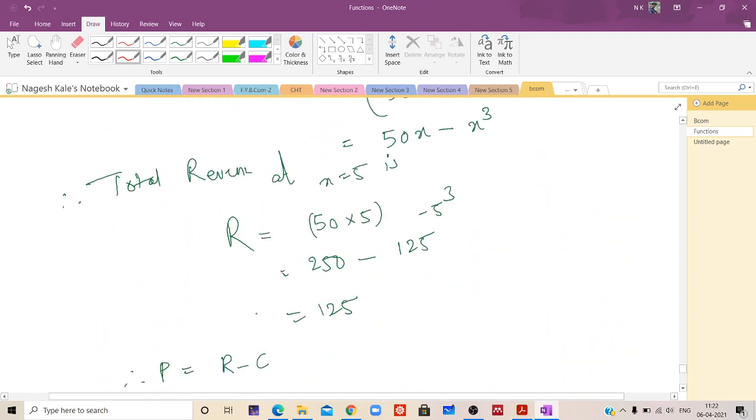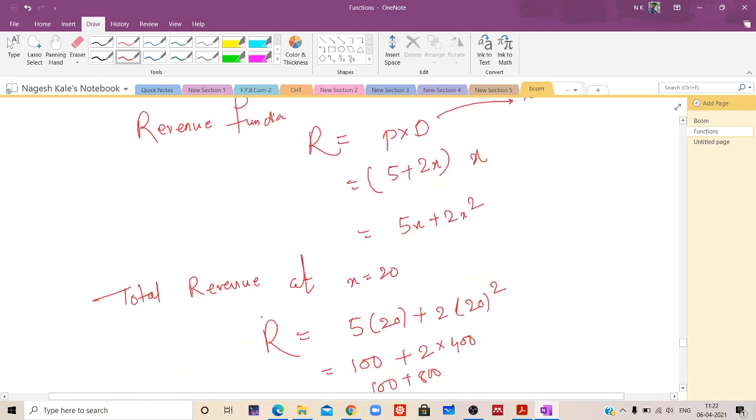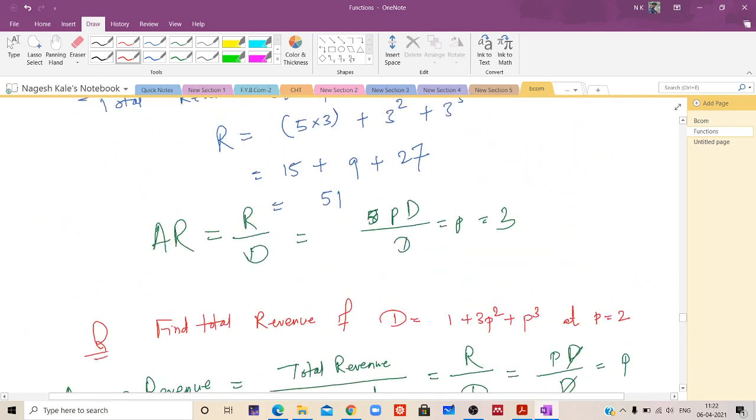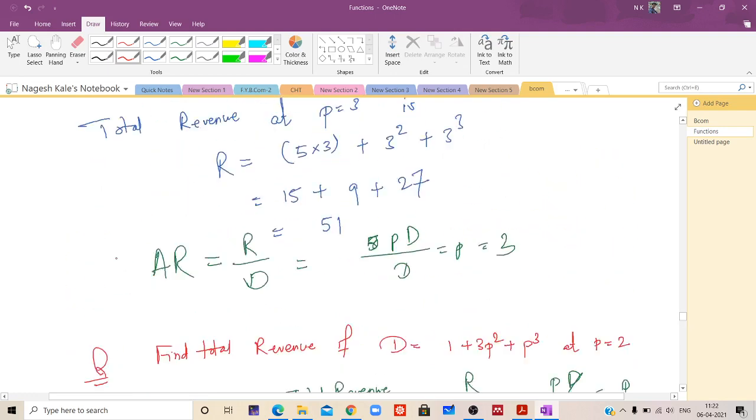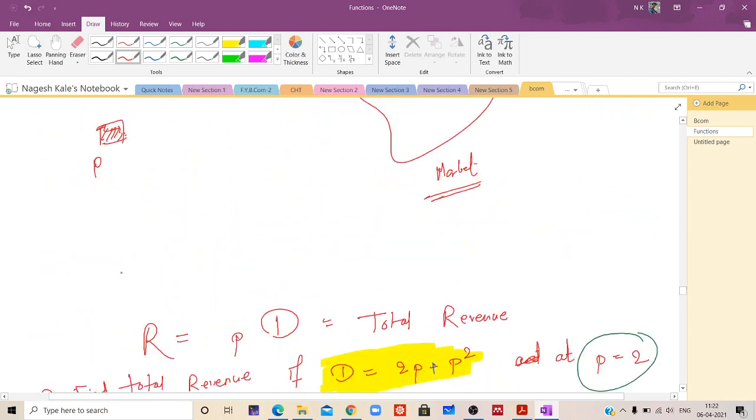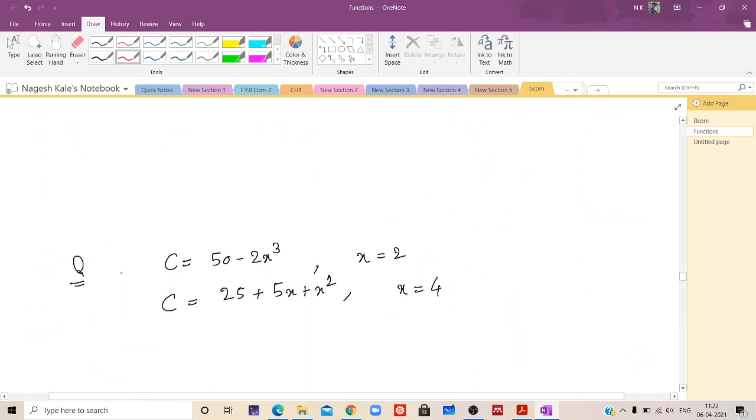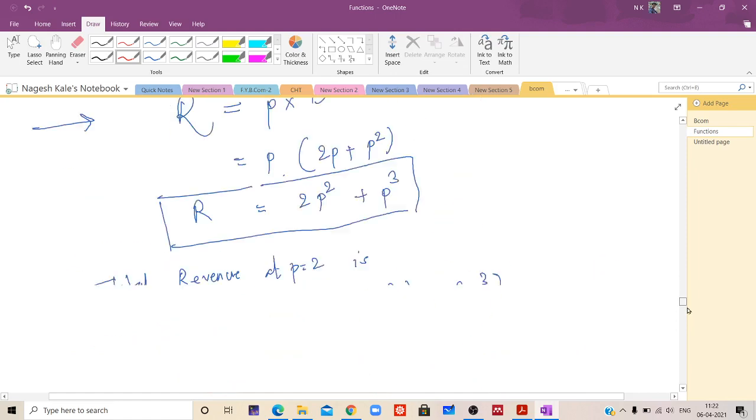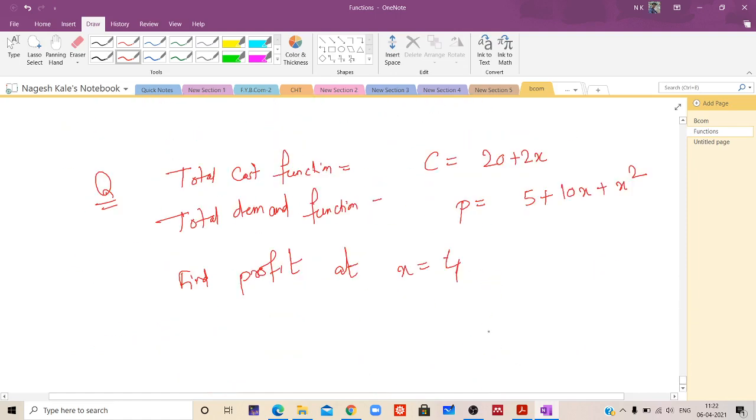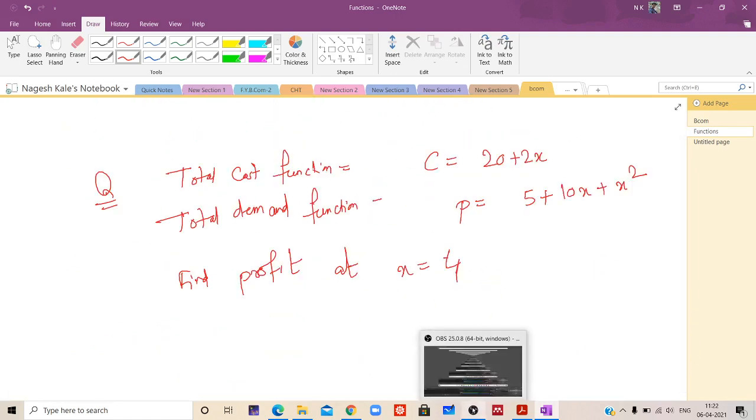Okay, this question has been given for homework. Then I have also given some questions from revenue function for your homework. Find the total revenue if R is equal to 1 plus 3p square plus p cube at p equal to 2. And I have also given you some questions for homework from cost function. Cost function is given, x equal to 2 is given, so you have to find out the total cost at that particular point and average cost at that particular point. So with this I stop here in this lecture. I hope you must have understood all the contents from the lecture. Thank you.